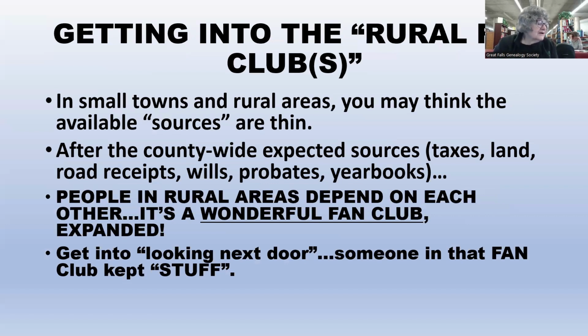So if you're going to get into the rural fan clubs, you have to think what available sources are. You're going to run out of those things immediately, especially if your family was in a rural area, but they only ever rented. Thus, they may have paid personal taxes, difficult to find those, but they didn't pay land taxes. So you don't have that source. You might have some road receipts, mainly. Mainly you might have a will, but probably not. You might find a probate. You might find some yearbooks that record their kids. Don't just think, well, that's the kids and I'll get to them later.